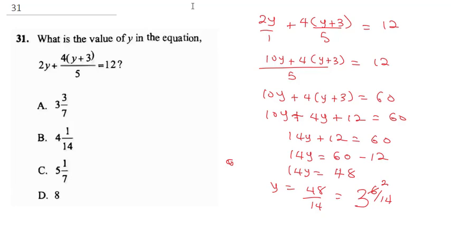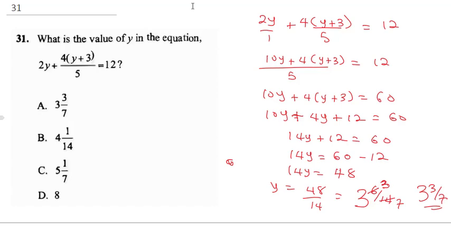6 divided by 2 will give us 3. 6 into 14 will give us 7. So our final answer is 3 whole number, 3 over 7. So the correct answer here is going to be A.